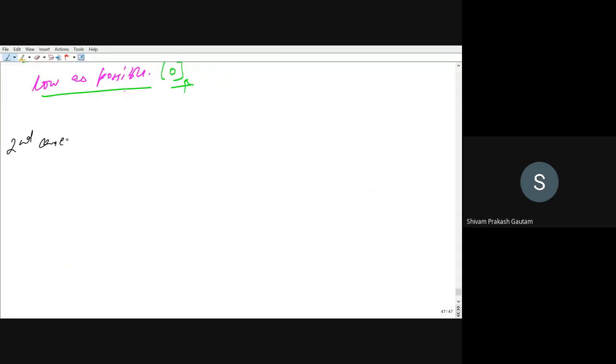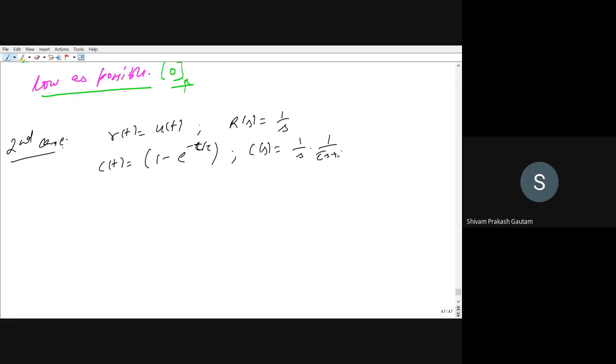In the second case, we have considered r(t), that is the input, to be a step function, that is u(t). So R(s) will be equal to how much? 1 upon s. c(t), what are we getting for c(t)? 1 minus e to the power minus t by tau. This is what we are getting as c(t). And C(s) was how much? 1 upon s into 1 upon tau s plus 1. Is it okay? So this result we have already obtained. Should we calculate the steady state error for this case?